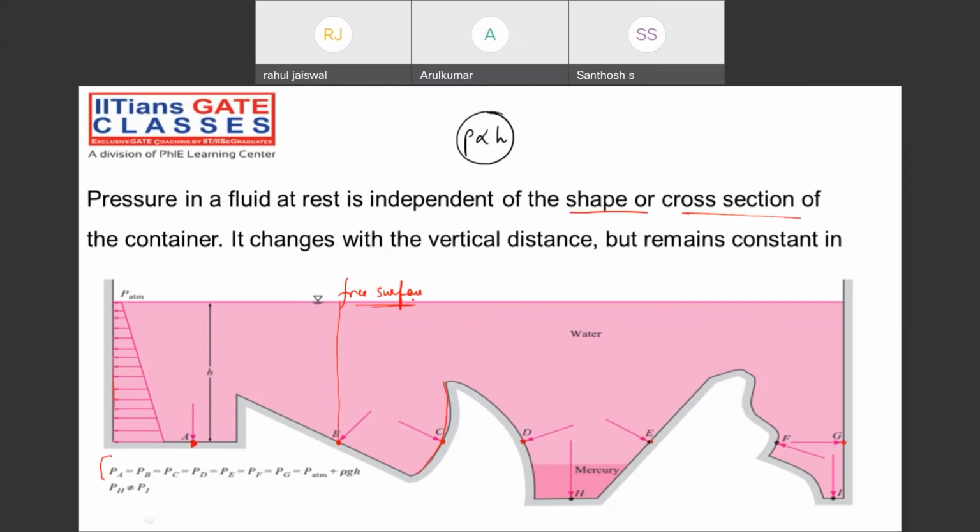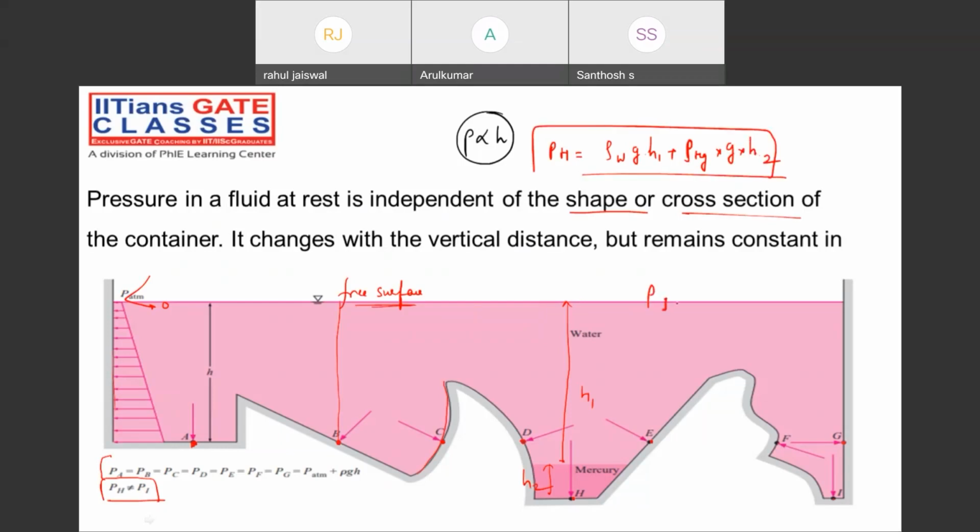But if I ask you about point H as well as point I, the pressure is not going to be the same. Why? Does anybody know the reason? Forget about the atmospheric pressure; suppose it is 0. What is the pressure at point H? Rho of water into G into H1, suppose this height is H1 and this height is H2, plus rho of mercury into G into H2. This will be the pressure at H.